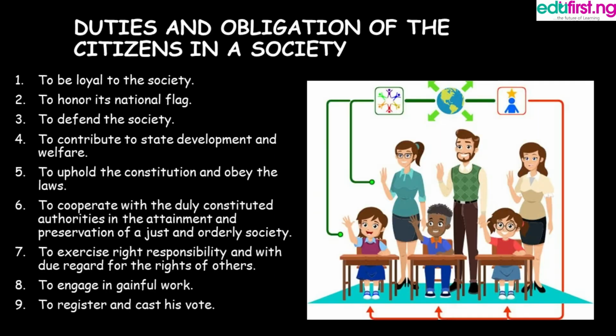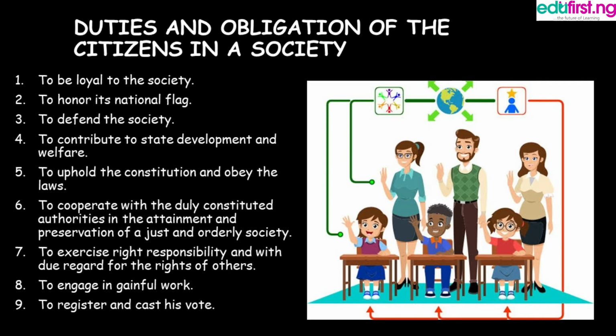So, what are the duties and obligations of the citizens in a society? I have just 9 points here, which are: 1. To be loyal to the society. 2. To honor its national flags. 3. To defend the society. 4. To contribute to state development and welfare. 5. To uphold the constitution and obey the laws.